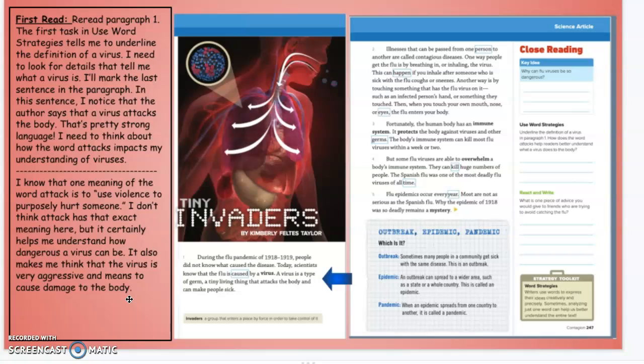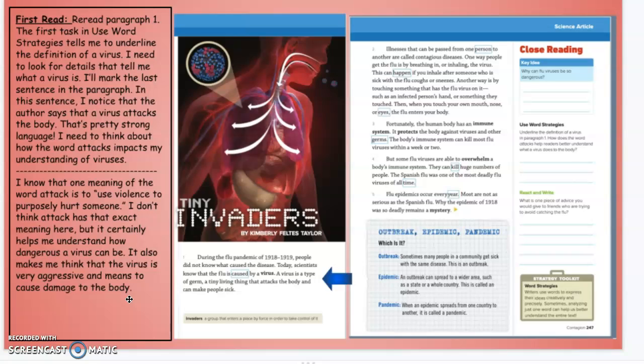Okay, so we're going to reread paragraph 1 from our first read. The first task in use word strategies tells me to underline the definition of a virus. I need to look for details that tell me what a virus is. I'll mark the last sentence in the paragraph, and I would like you to underline the same thing. Do you see where the blue arrow is? I'd like you to underline that sentence. A virus is a type of germ, a tiny living thing that attacks the body and can make people sick.